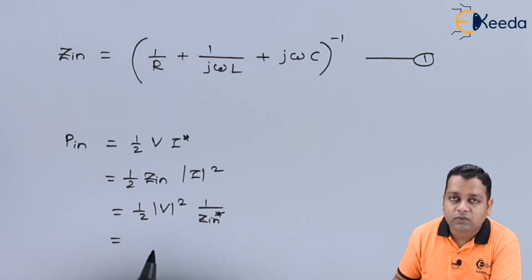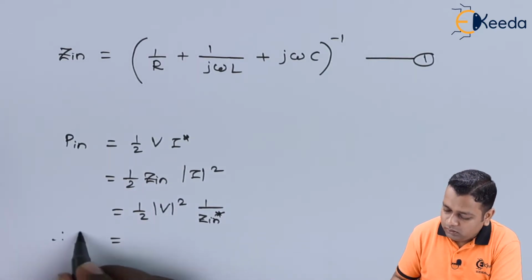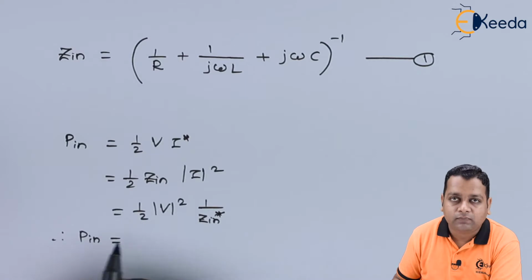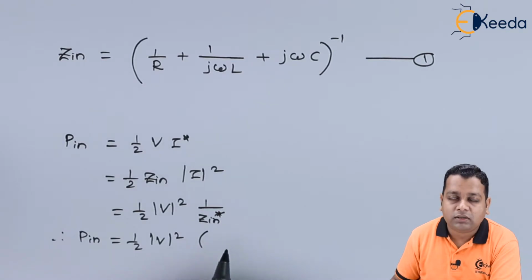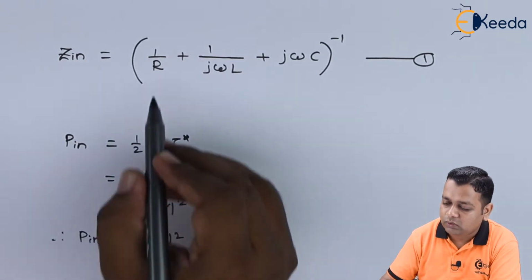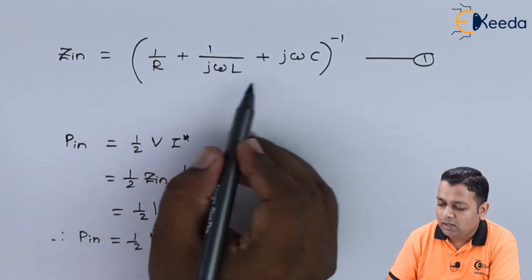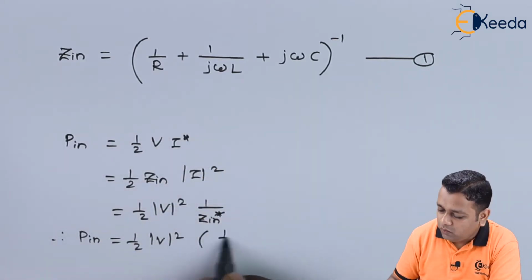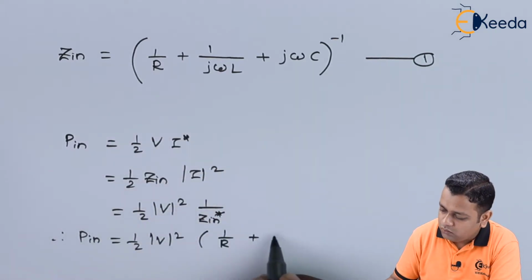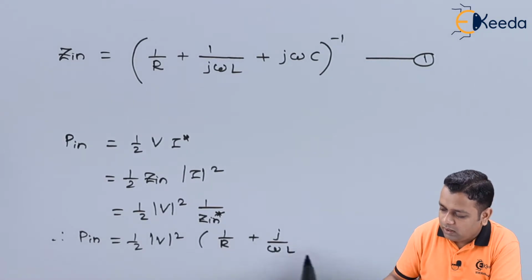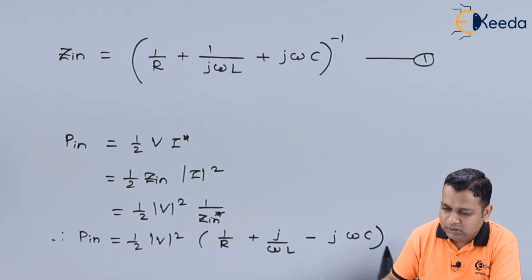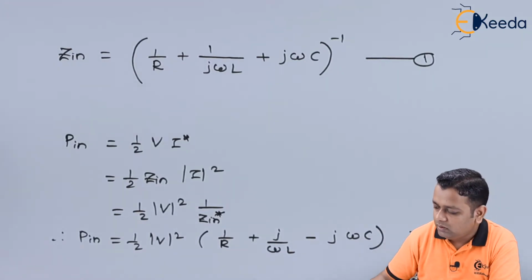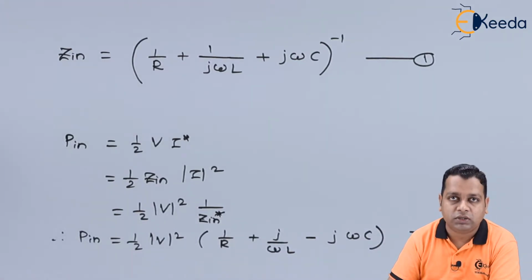Finally, P suffix in is equal to 1 by 2 mod V squared multiplied by the bracket involving the lumped elements R, L and C. So here we have 1 upon R added to j divided by omega L minus j times omega C. Let this be equation number 2.